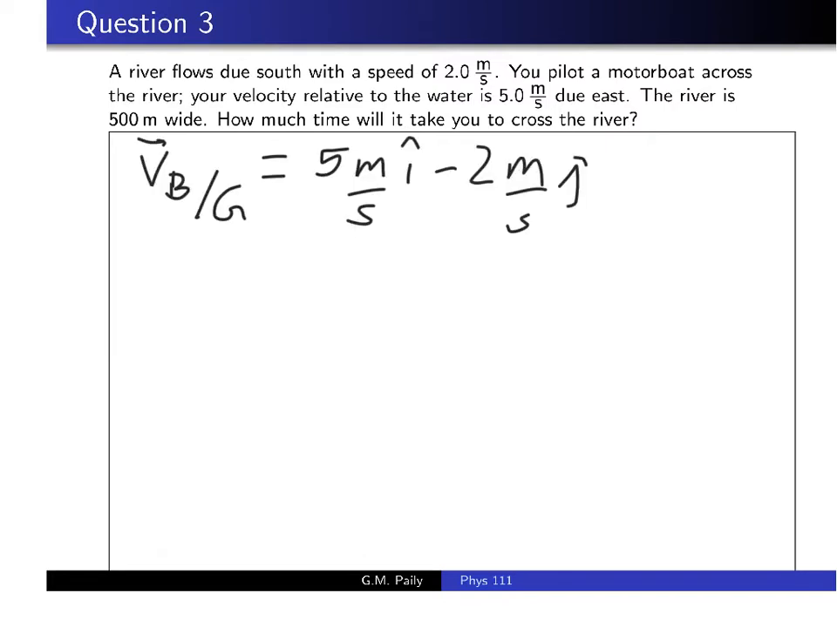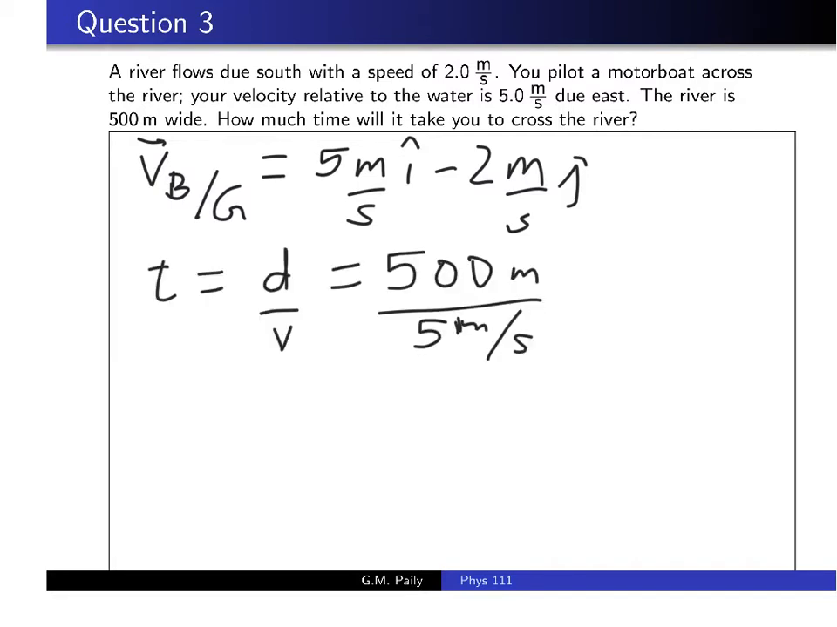Here is our velocity with respect to the ground, and we see that the component of the velocity in the east-west direction is 5 meters per second. So, finding the time, since there is no acceleration involved, we simply do distance divided by speed, 500 divided by 5, to get 100 seconds. Now we move on to the next part of the question.